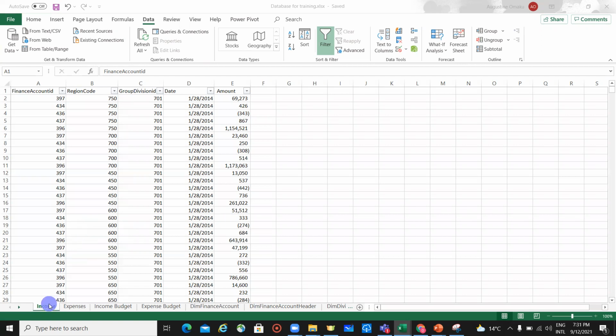So on this tab that we are looking at now is the income data, where all the income of the company goes into. So we have it by the account ID. In financial organizations, they call this GL account. Some organizations call it account key. That is the account that each income line goes into. So that is the account key. Then we have the region that account is reporting to. Then the division as well. Then we have the date and the amount.